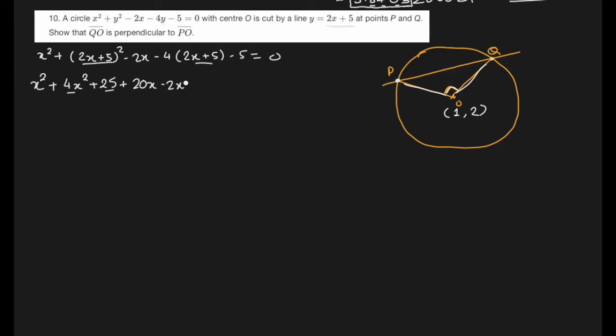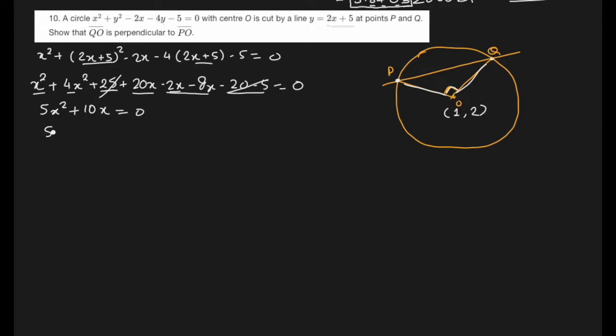Minus 2x, minus 8x, minus 20, minus 5. I hope I have not made any mistake here. Please let me know in comments if there is any mistake anywhere. I will accept my mistake. So 20x minus 2x is 18x, and what is this? Minus 2x minus 8x, yeah. So 20 minus 10 is 10x. 25 minus 25 is 0, equal to 0.